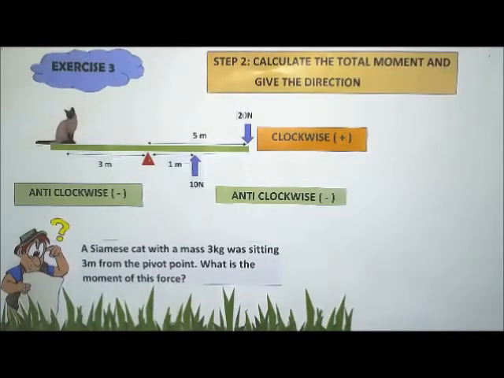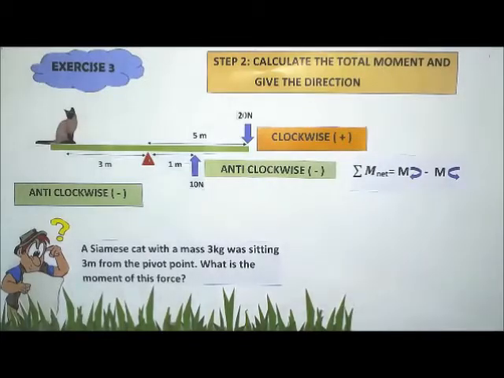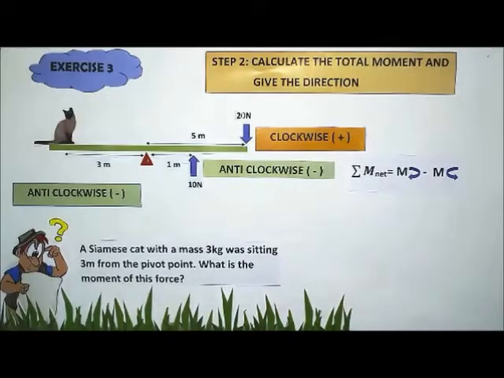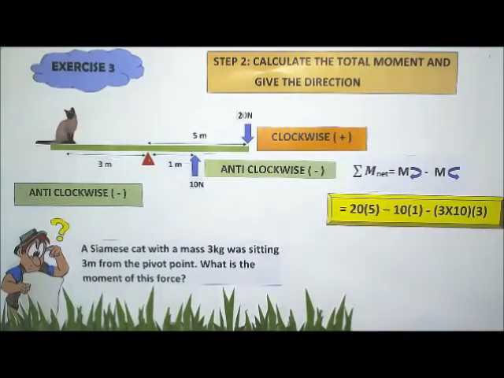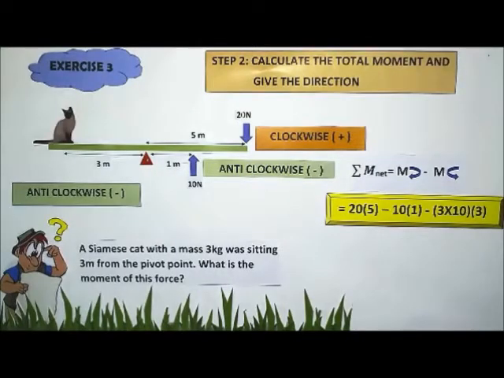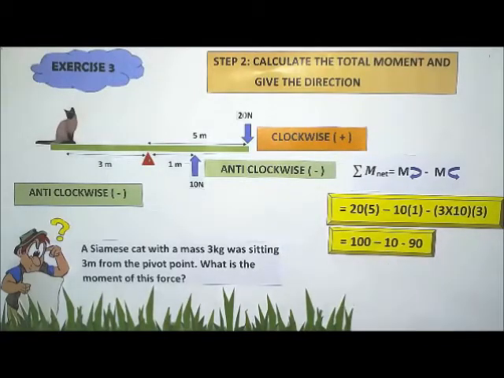Step 2. Calculate the total moment and give the direction. Total Mnet equals moment clockwise minus moment anti-clockwise, equals 20 times 5 minus 10 times 1 minus 3 times 10 times 3, equals 100 minus 10 minus 90. So the answer is 0 Newton meter. Surprisingly, the seesaw is in balance.